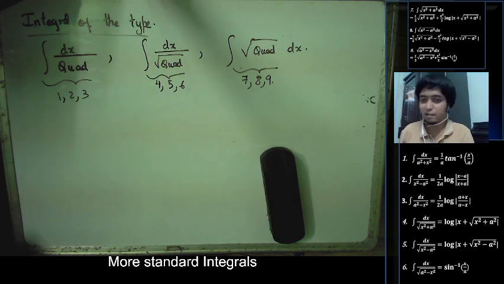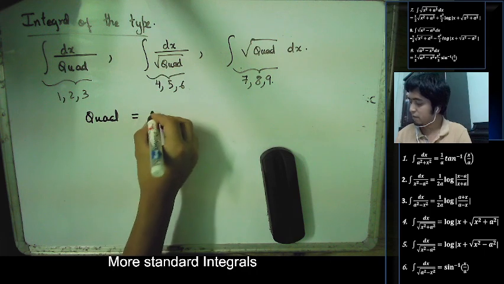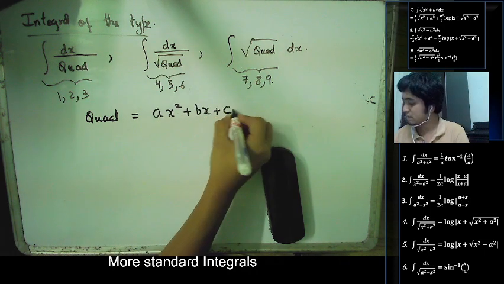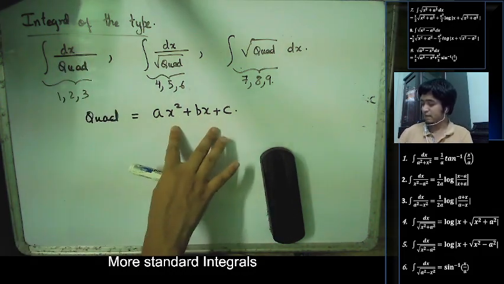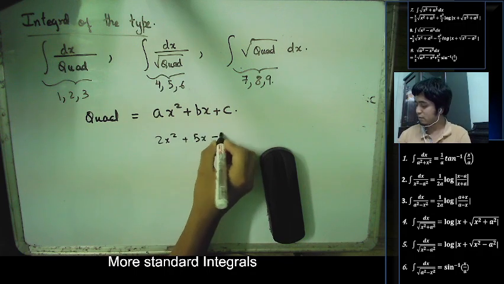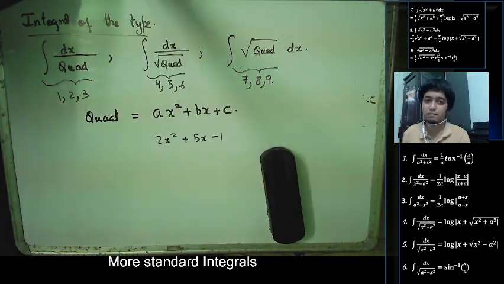Okay, remember that a quadratic is of the form ax squared plus bx plus c. So whenever you are having dx by this, for example 2x squared plus 5x minus 1, then you will have to use the rule that I will specify over here.